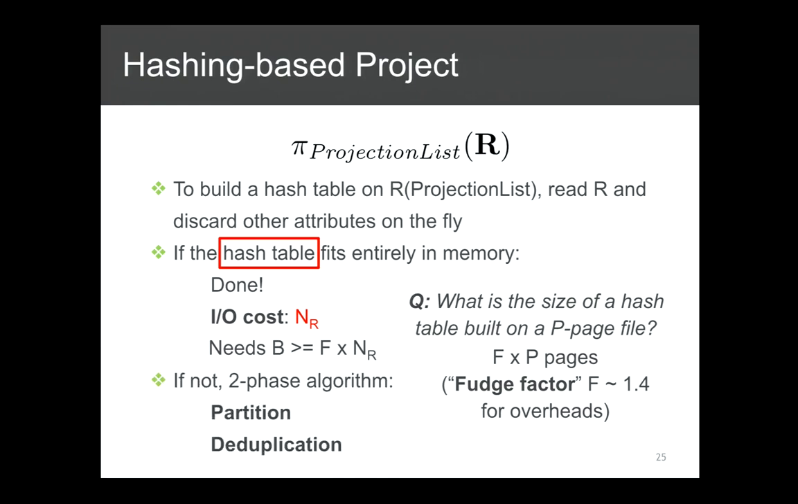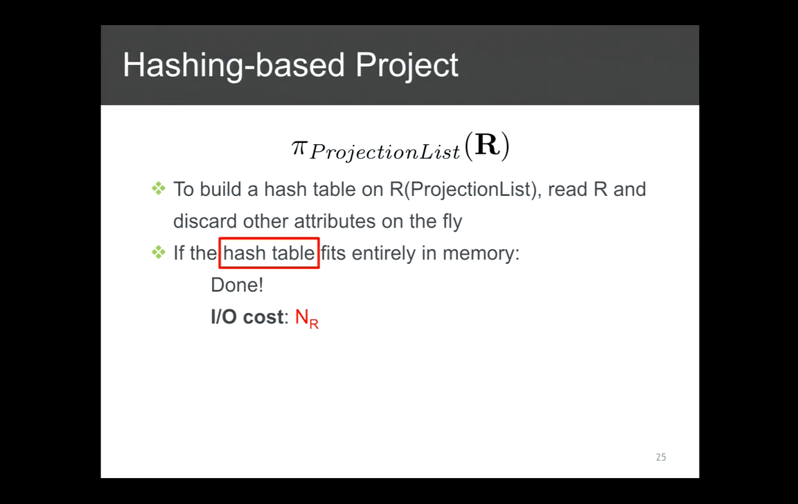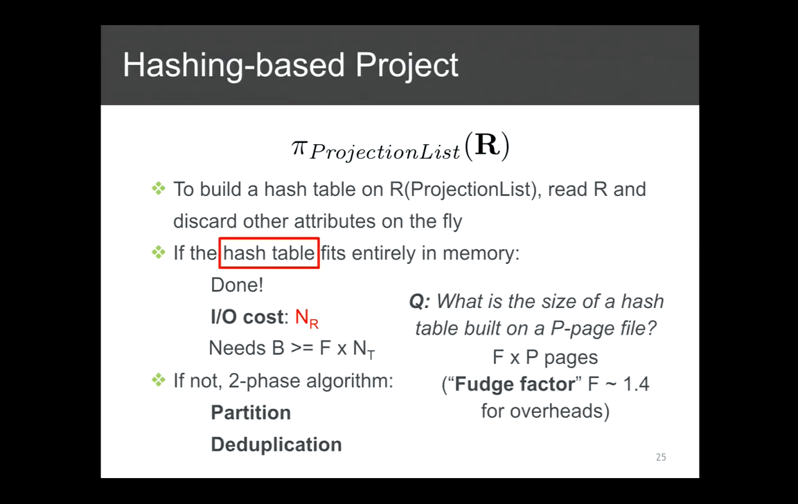Okay, what happens if that's not the case? What if your buffer memory is less than F times NT? Then you have to do a two-phase algorithm, and that's what we're going to talk about next. And before I forget, let me double check this. This is NT. Okay, I'll update this on the slides. Any questions about the hash table calculation and when you can actually get away with just one read of R to compute the projection? Okay, great. So what is this two-phase algorithm?